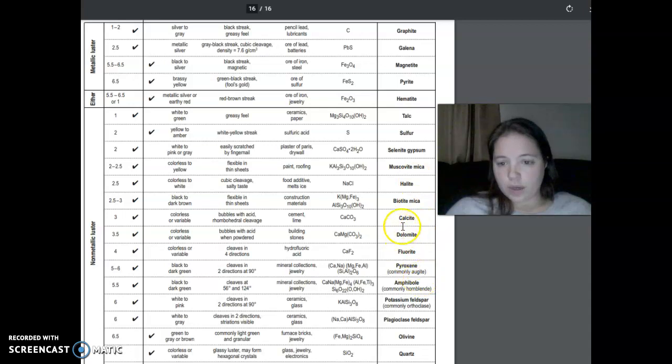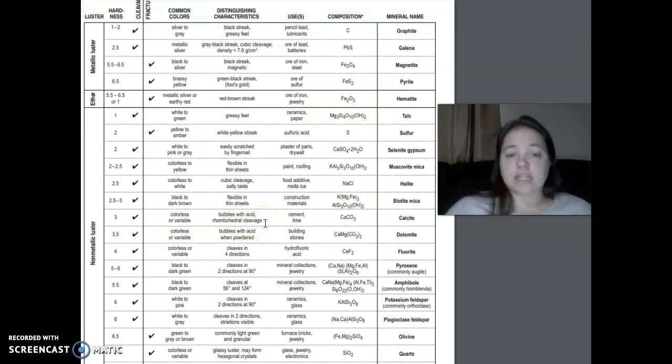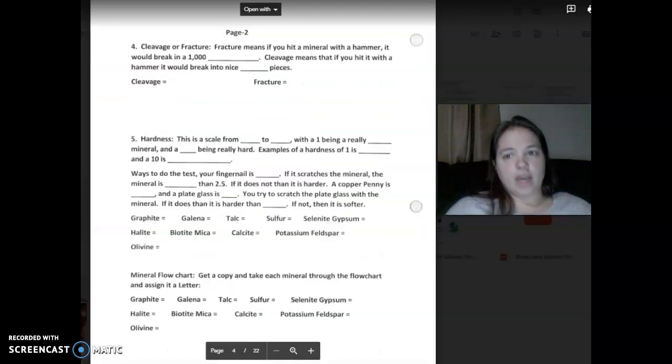And then let's see, where is it? Calcite: rhombohedral cleavage. Very important, hint, hint, hint. Very important to know. Cubic cleavage for halite. That means when it breaks into cubes. It looks like little squares. There's another big hint.